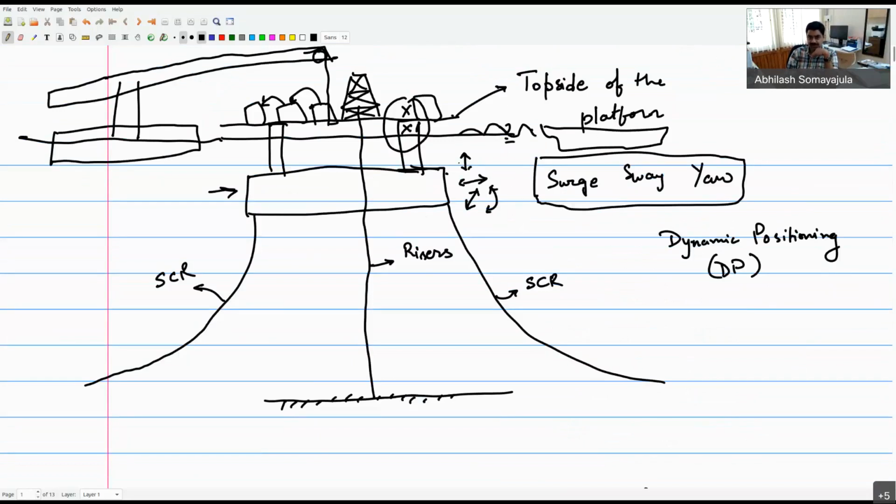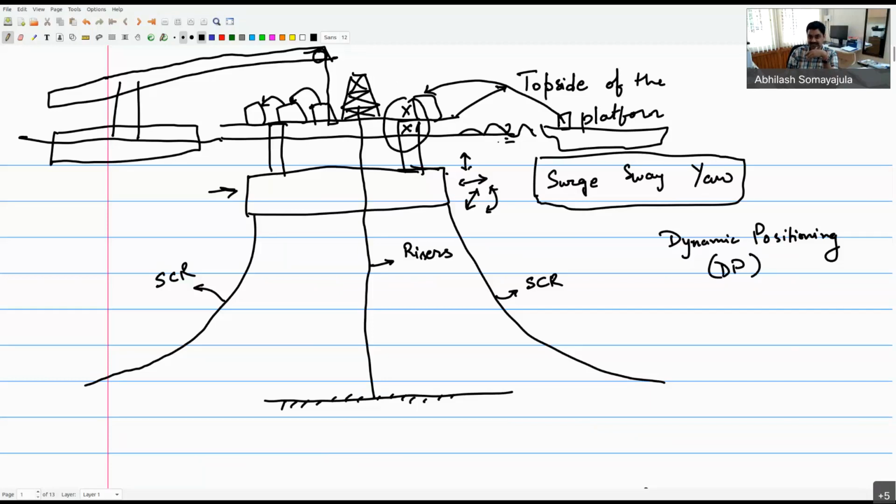And at certain times, you may want to transfer some machinery or equipment for maintenance purposes from the offshore supply vessels over to the top sides. So when you want to do that, you want to make sure that the crane which is trying to lift this up is doing it in such a manner that there is no relative motion at the time of picking up.